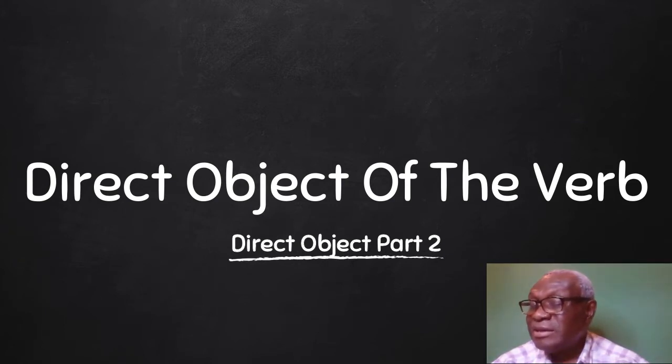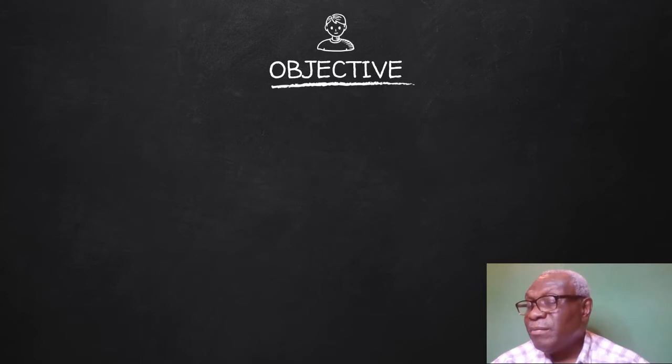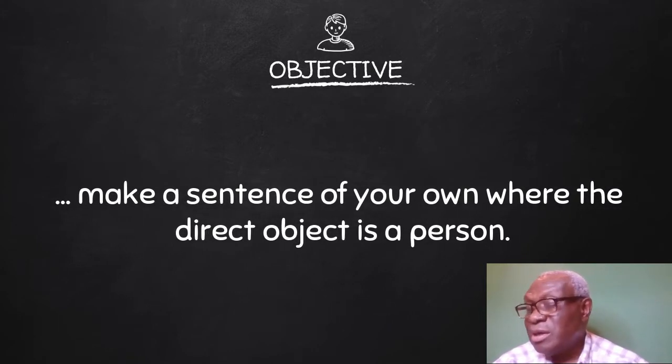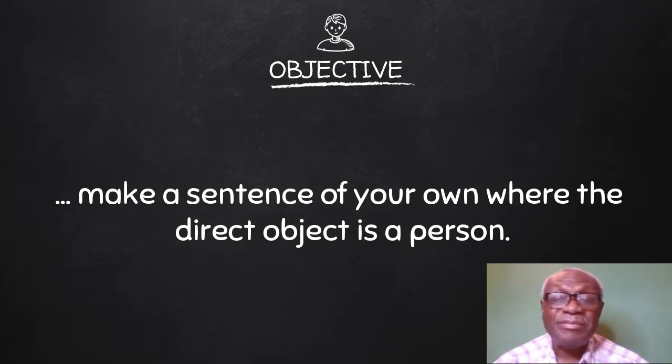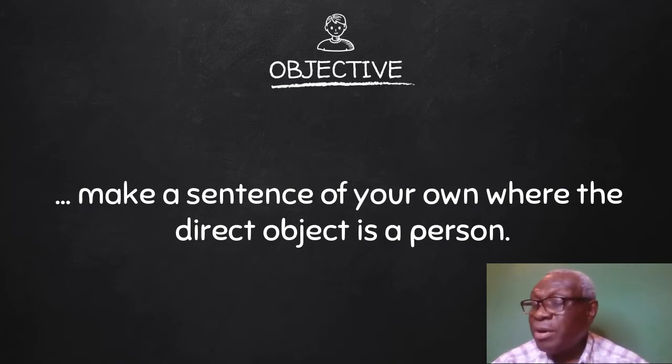For today's objective, we have to make a sentence of our own where the direct object is a person. By the end of the lesson, you should be able to make a sentence of your own where the direct object is a person. Now, in order to know that you have the direct object that is a person, ask yourself this question: whom?